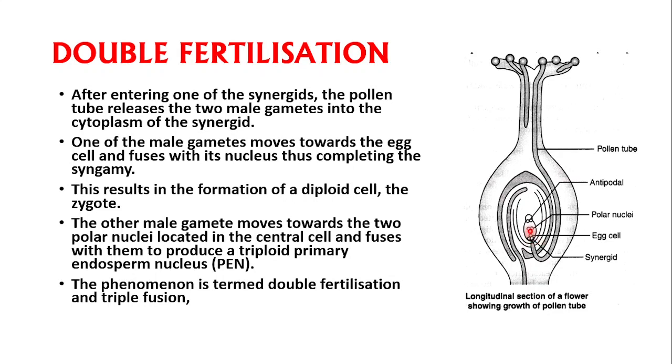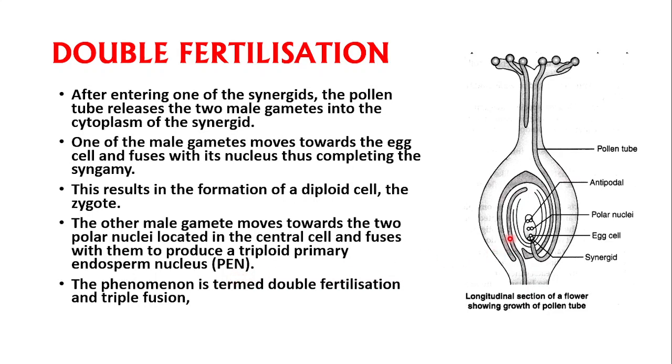The polar nuclei are already two in number, and along with that, one male gamete will be fused. That confirms triple fusion. By means of triple fusion, the primary endosperm nucleus will be developed, a triploid primary endosperm nucleus. See the fourth point: the other male gamete moves towards the two polar nuclei located in the central cell and fuses with them to produce a triploid primary endosperm nucleus.